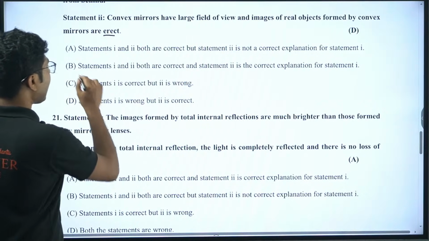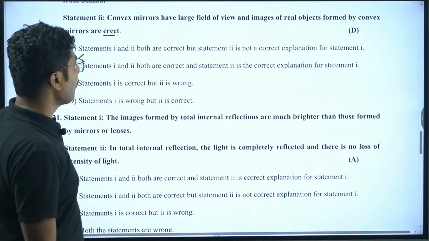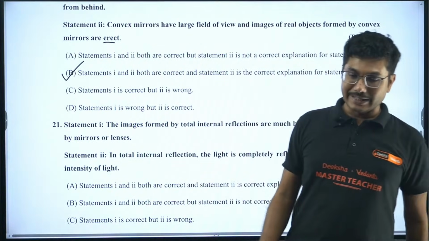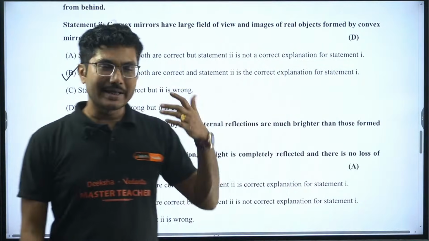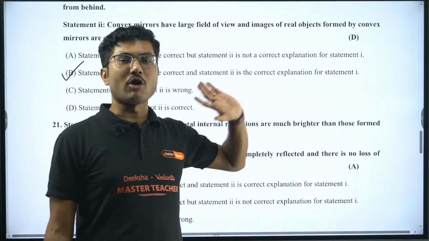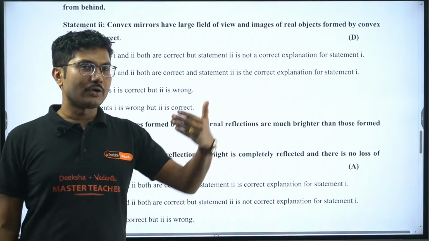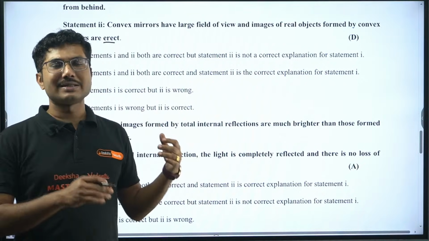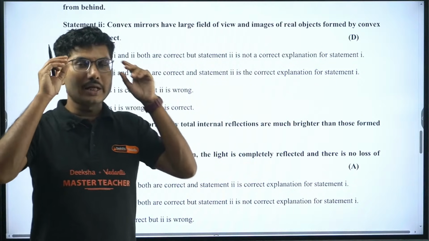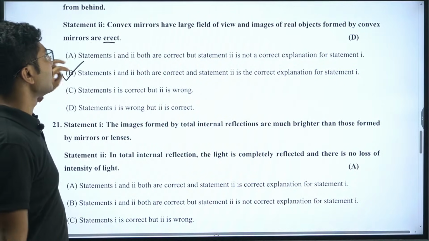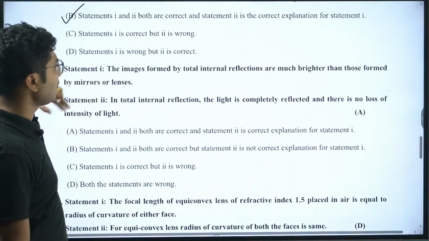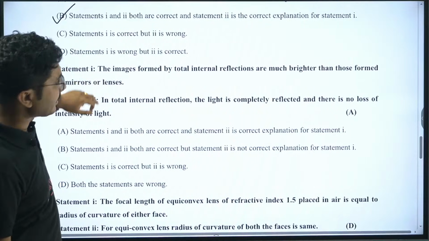So statement 1 and 2 both are correct, and obviously, because it has a large field of view and it produces an erect image, that gives us the correct idea of how many vehicles are there. A larger field of view means you can see a lot of area behind you. If you are using plane mirrors, you can only see up to a certain distance, you will not be able to see a large area behind you. That's why convex mirrors are used, and this is the correct reason for a convex mirror being used rather than a plane mirror.